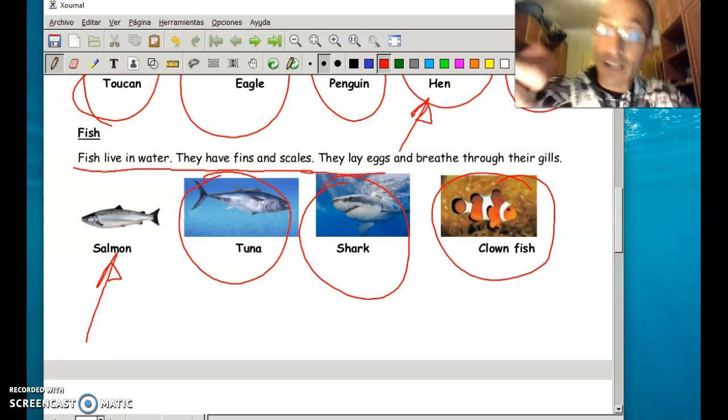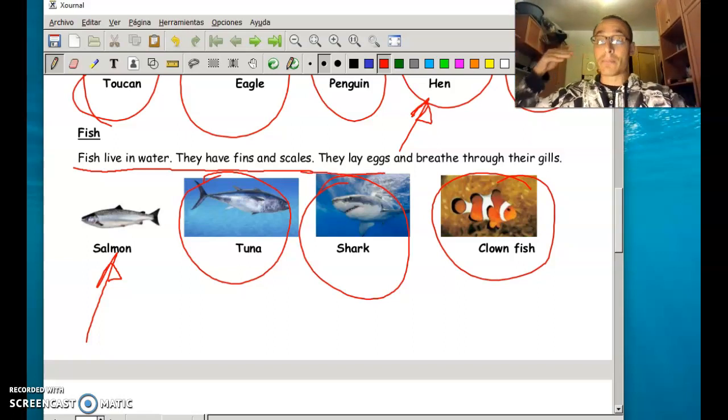They lay eggs like birds. Do you remember before we said that birds lay eggs? So fish as well. They are born from eggs. So sharks lay eggs as well. Yeah, they lay these very strange eggs. So you can see that sharks lay eggs as well. They are not born from the mother's womb. Sharks, not at all. They are born from eggs, and they breathe through their gills.